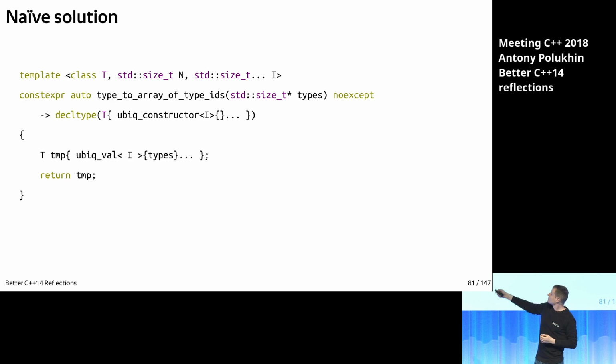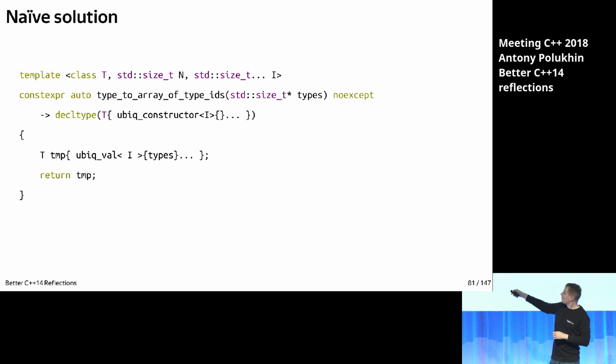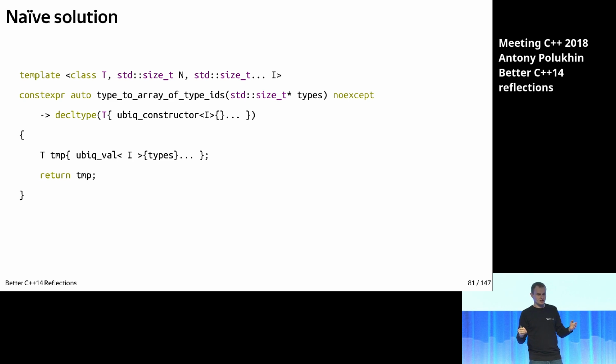Here we've got a function, type to array of type IDs. Inside that function, we create a temporary variable and aggregate initialize that temporary variable with some instances of UBIC. During that aggregate initialization, an implicit conversion operator inside the UBIC will be called, and that implicit conversion operator will output the type of the field in the output array of types.